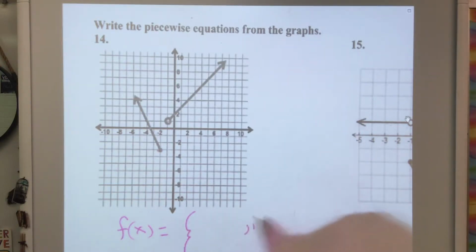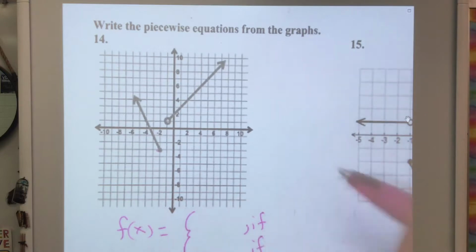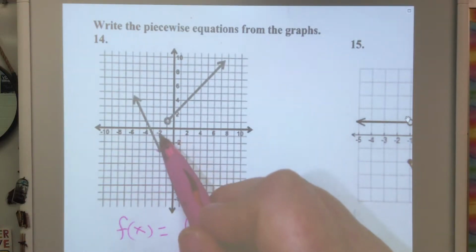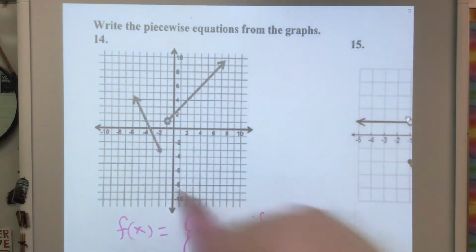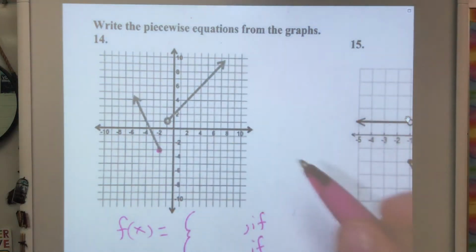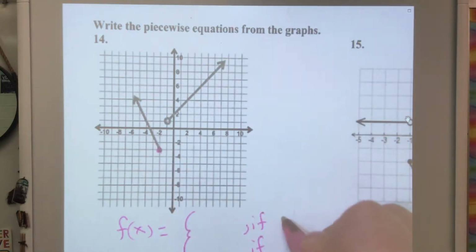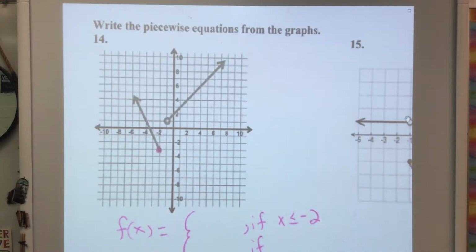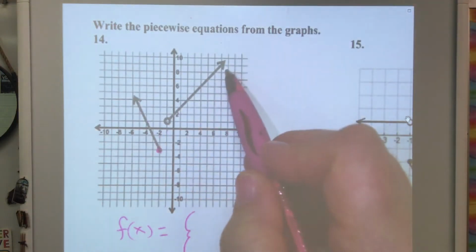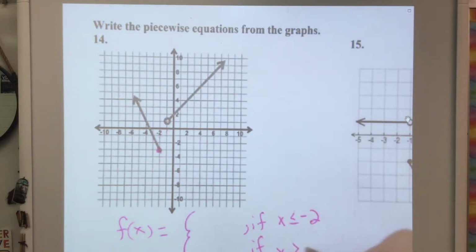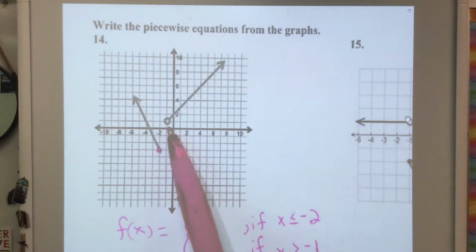One equation if x is less than or equal to -2 for this linear piece, because there's this closed dot here. So x is less than or equal to -2 for the first line. And the second line starts at -1 and it's greater than -1. So if x is greater than -1, I don't put an equal sign for it because of the open circle.